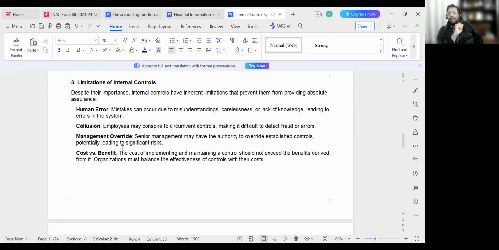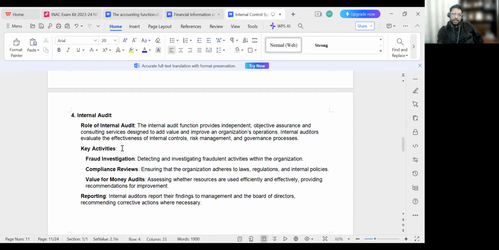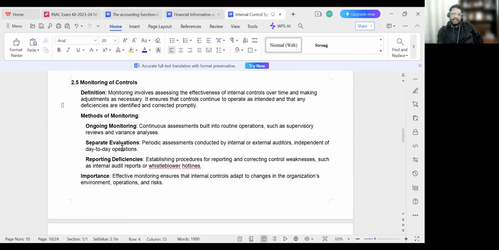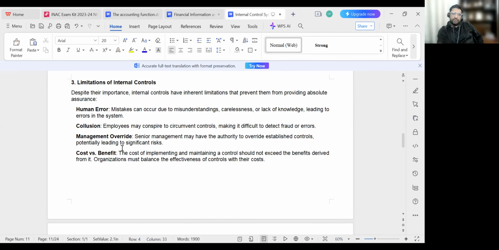Then we have to think about cost versus benefit. What is the cost you are incurring on your internal control system, and what are the benefits you're getting from that? Okay. All right. So these are the limitations of the internal control system.